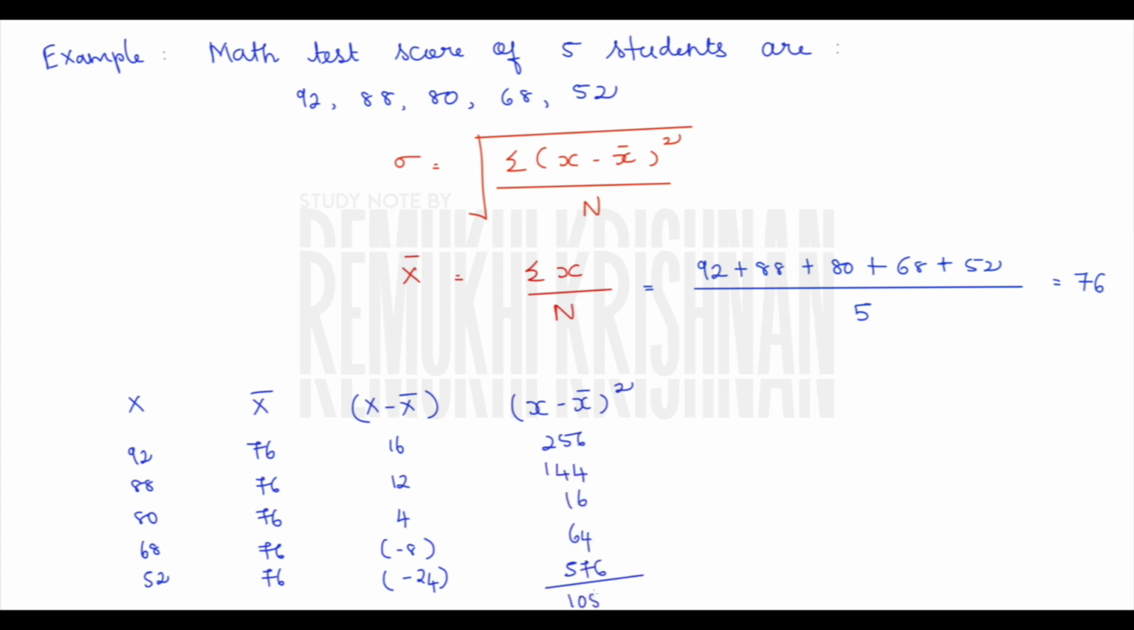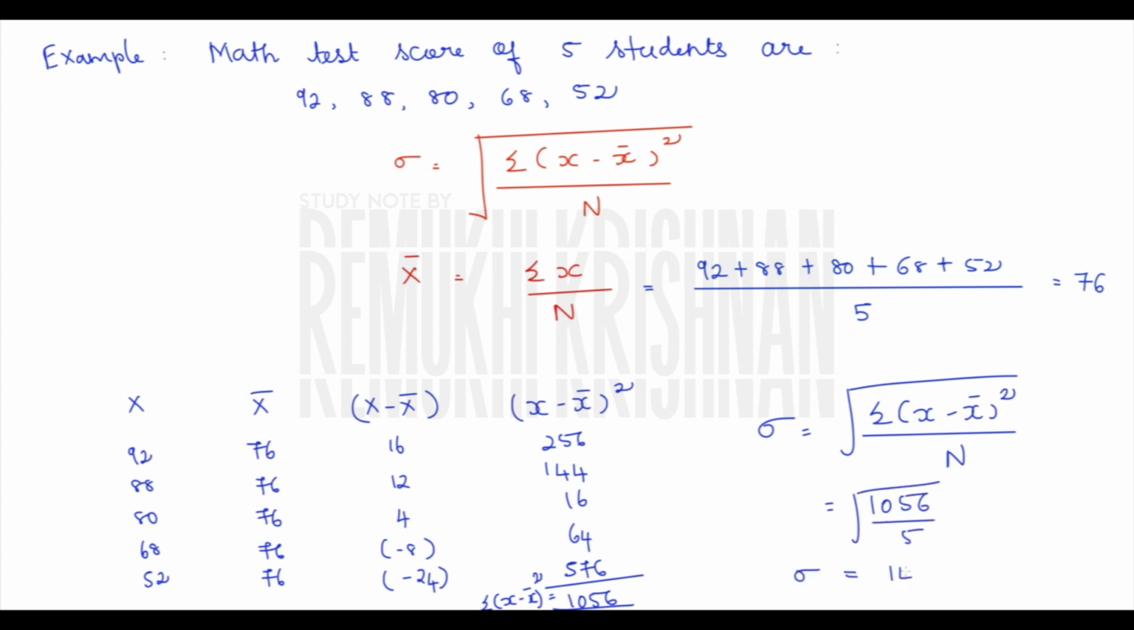So the summation of which comes to be what? 1056. Now let me substitute all these values in the formula. So my sigma is nothing but 14.53. So approximately my sigma is coming to be 15. So this means my average value is 76, plus or minus 15 from this 76 is my 1 standard deviation. 2 into 15 comes to be 2 standard deviation. Yeah, we will be seeing in the upcoming slides.